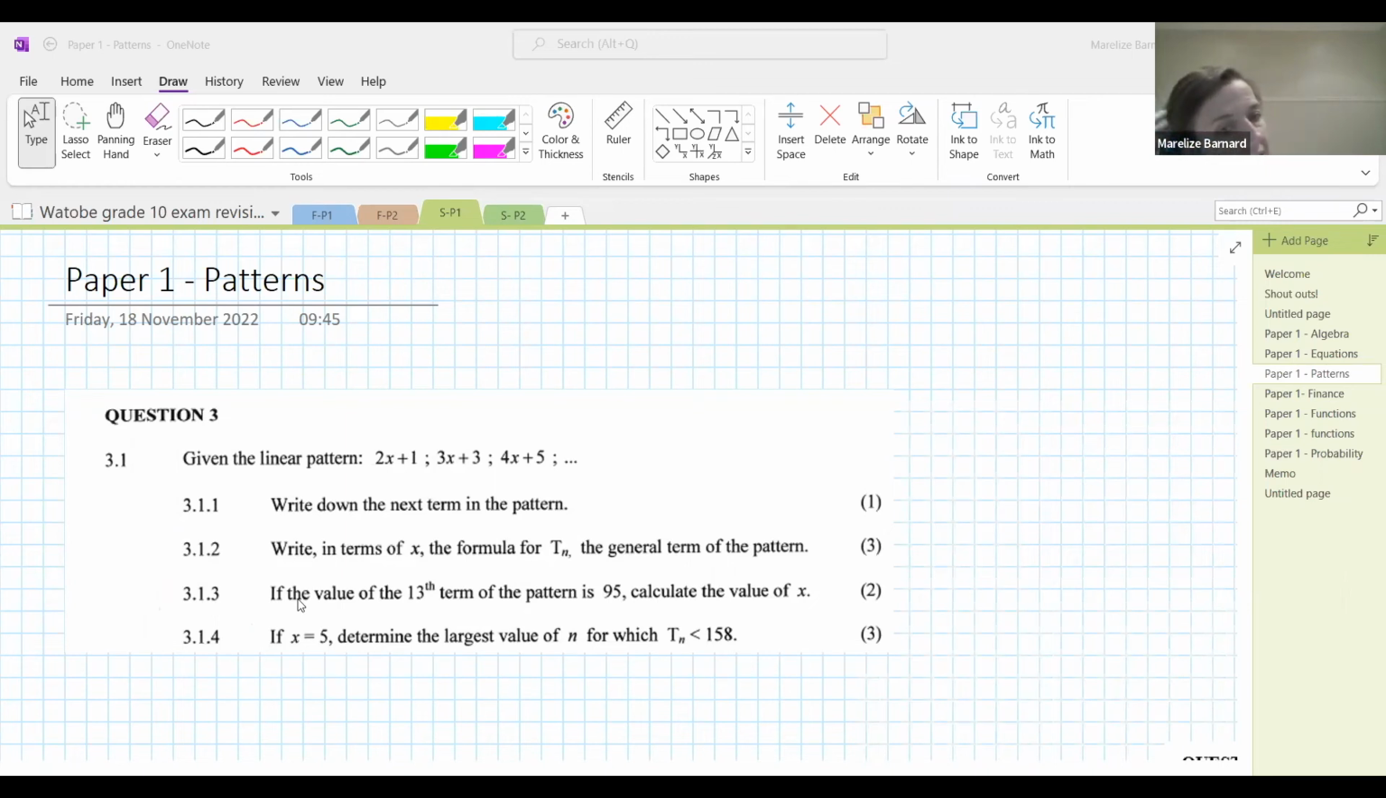Who can tell me, put it in the chat, what is the next term in the pattern, question 3.1.1? Emmanuel says 5x plus 7. Let's get some more answers.